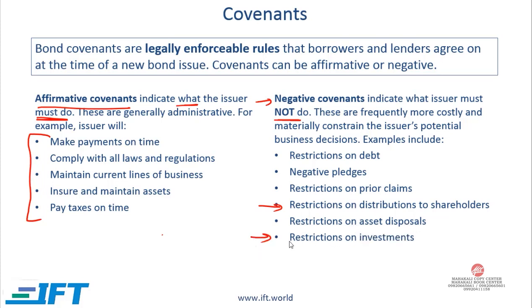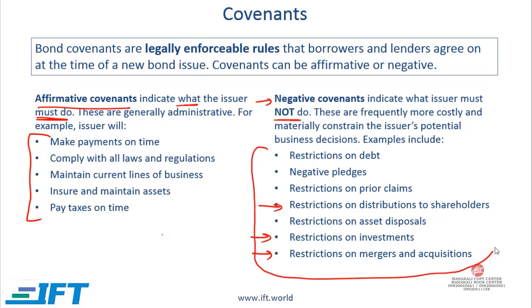Restrictions on investments. The idea here is if the company makes additional investments that compromise the ability to pay bondholders, then obviously that will be a concern. Restrictions on mergers and acquisitions. The same idea holds over here. If a company spends too much money on mergers and acquisitions and that makes it difficult to pay bondholders, then obviously bondholders will be concerned.